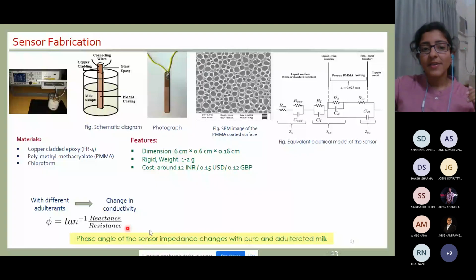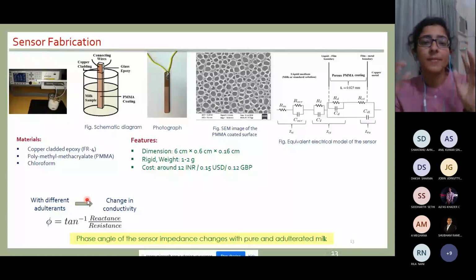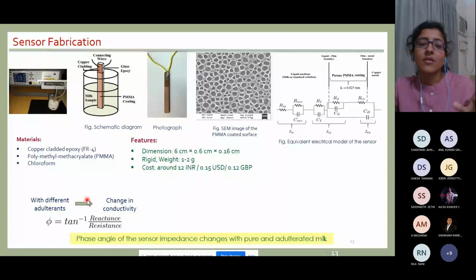So we know that phase angle is tan inverse of reactance by resistance. Whenever the adulterant quantity is more or a different adulterant is there, the ionic concentration is more, and because of that conductivity is increased, and resistance is inversely proportional to the conductivity, so the phase angle was changing. No need to go into the details; I just want to share this because my main aim is that this is a simple low cost sensor. The cost is around 12 INR per sensor, and it can detect different adulterants.